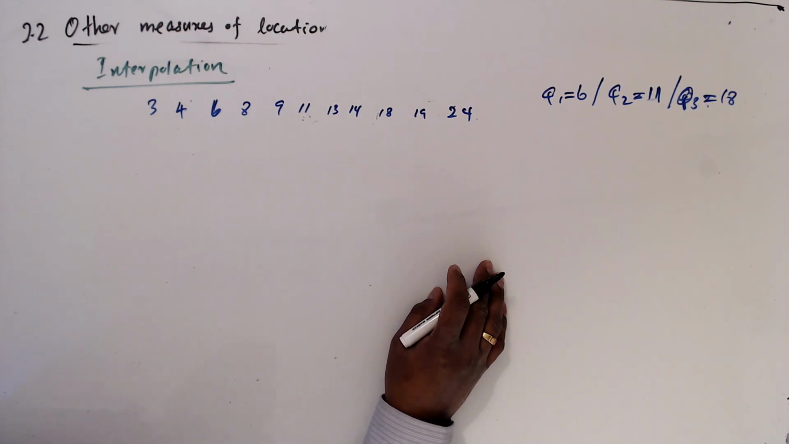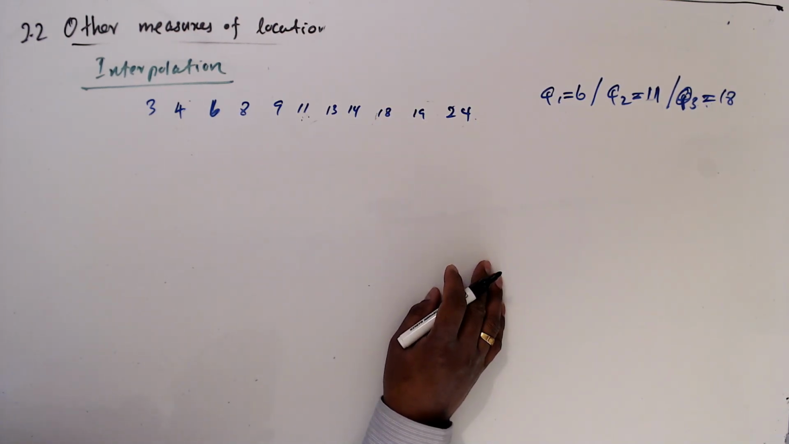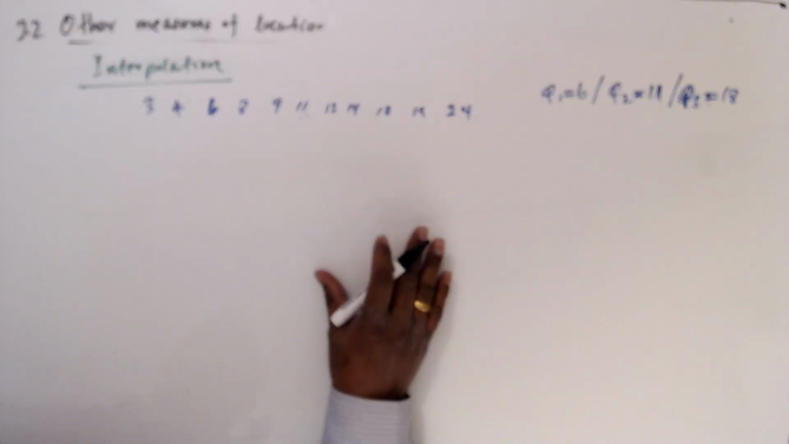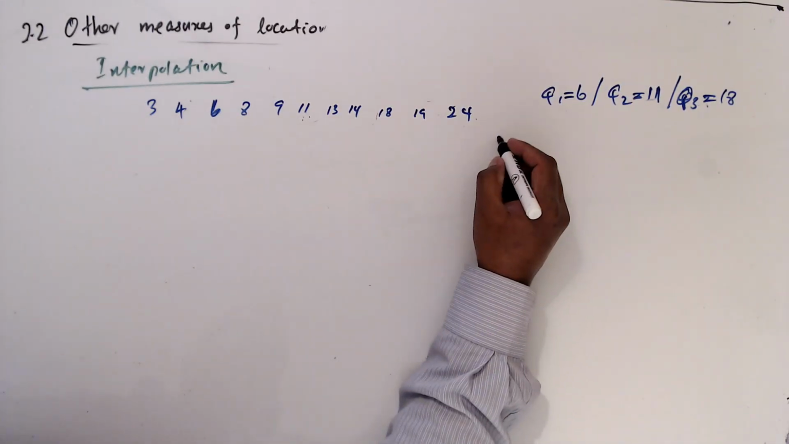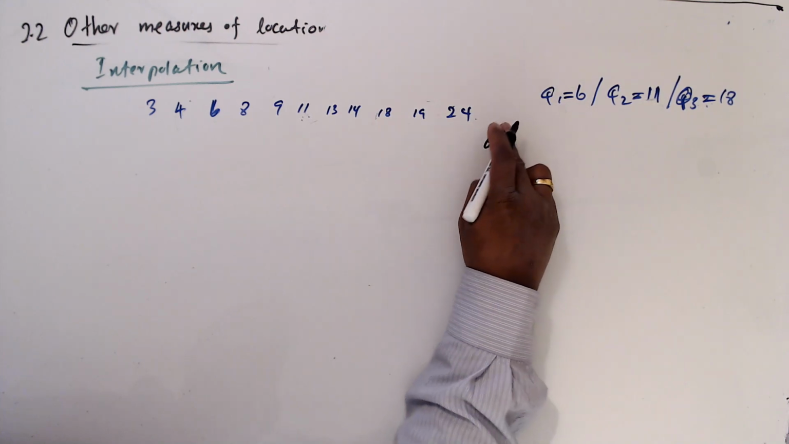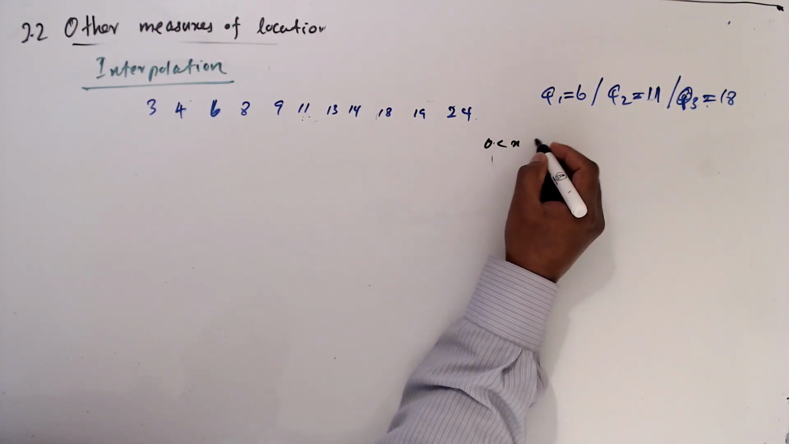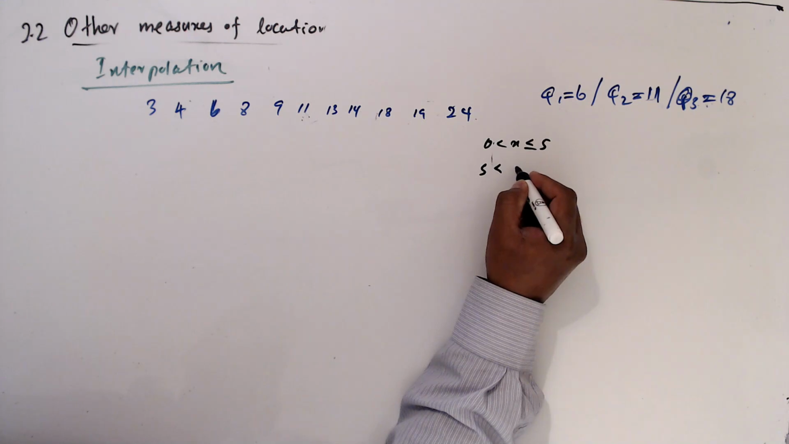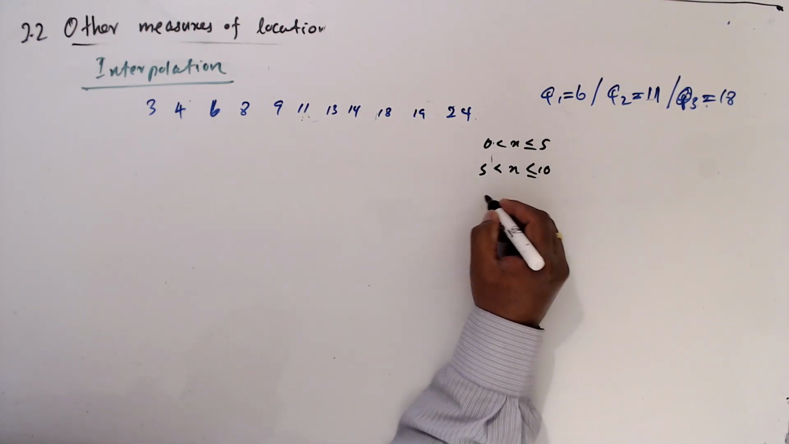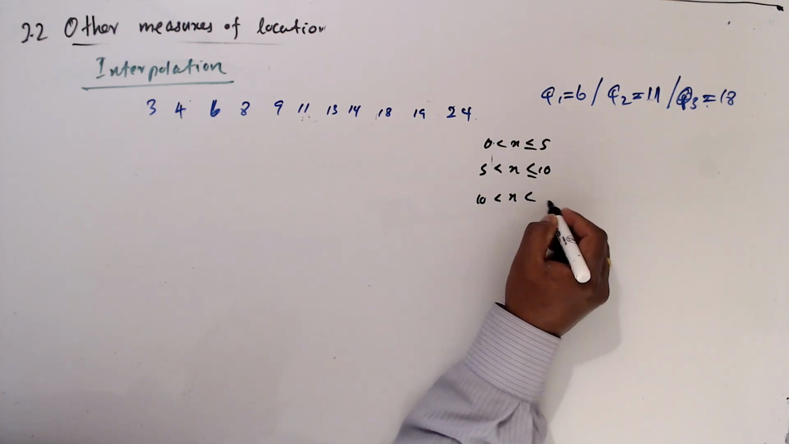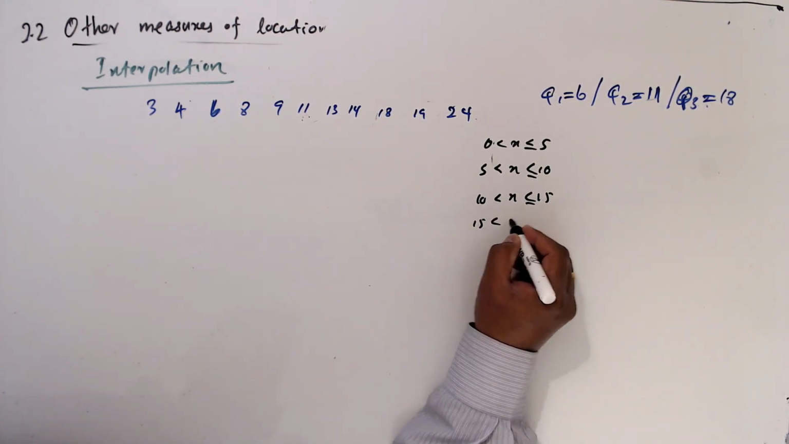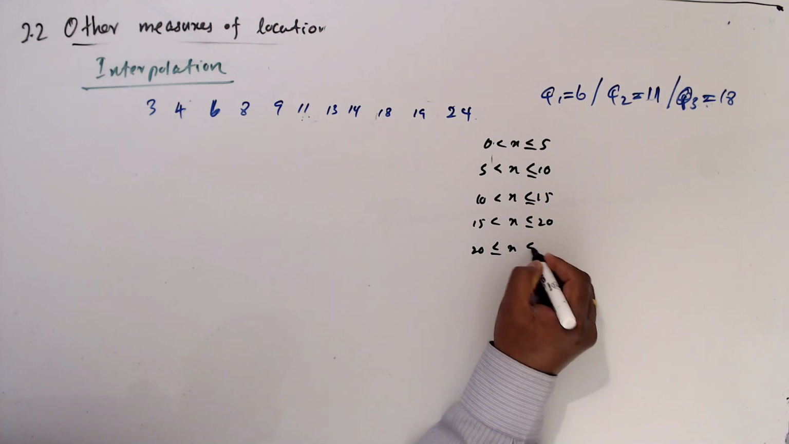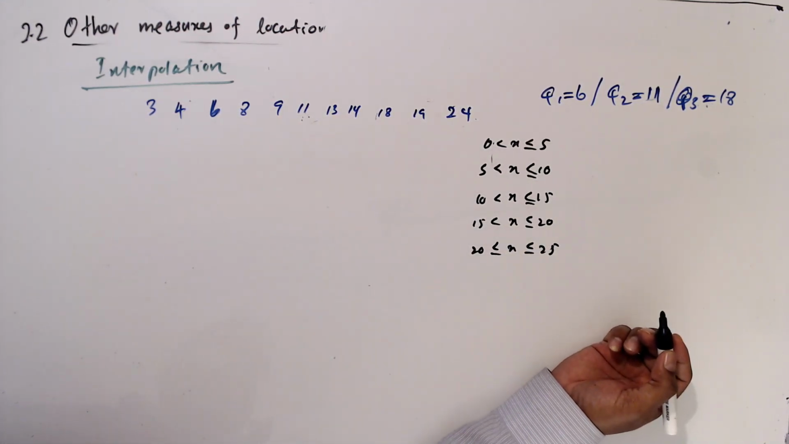Now I'm going to work this one with the interpolation. First of all, I am going to put this one into the interval. So, let's say this is the x value: 0 to 5, 5 to 10, 10 to 15, 15 to 20, 20 to 25. So this is the interval now.